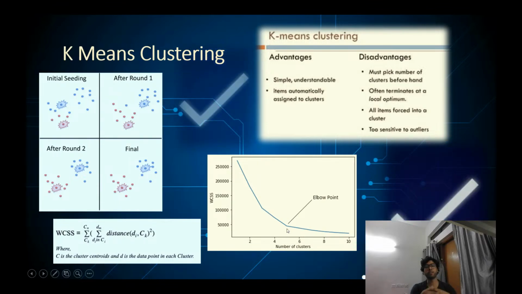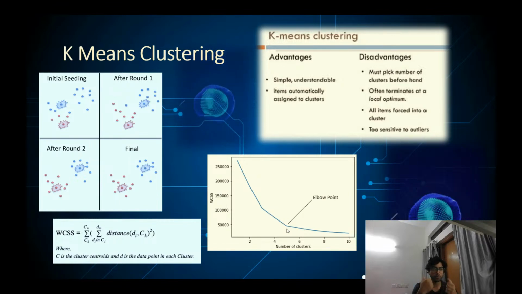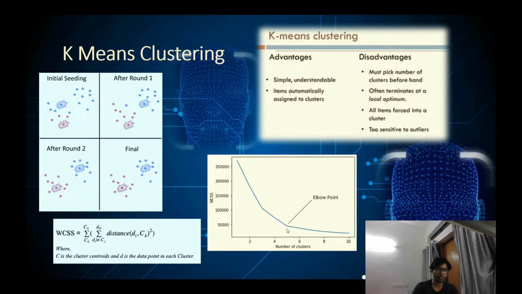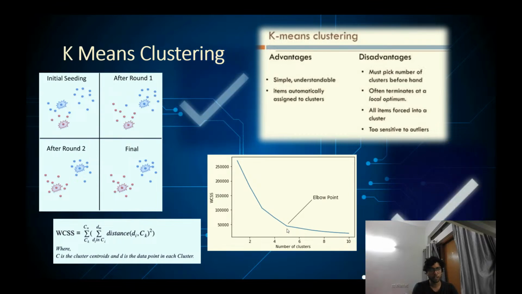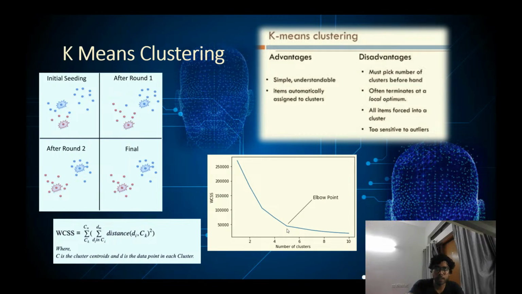So in general, what you do is you run your algorithm for multiple numbers of clusters. You try it for 2 clusters, 3 clusters, 4 clusters, and so on. And you plot this graph and you find which is the optimal number of clusters, and finally you model your data using that value, right?